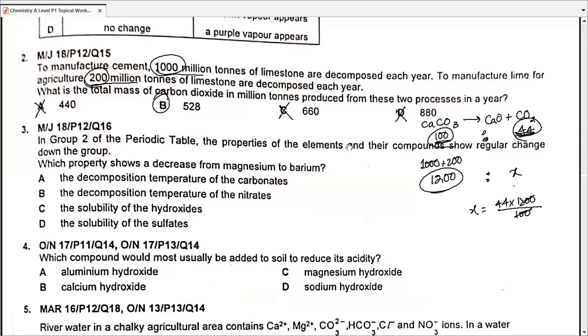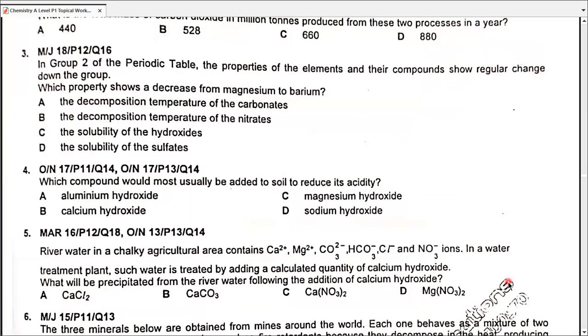Good, good. Number 3. In group 2 of the periodic table, properties of elements and their compounds show regular change down the group. Which property shows a decrease from magnesium to barium? The decomposition temperature of the carbonates, the decomposition temperature of the nitrates, the solubility of hydroxides, the solubility of sulfates. Solubility of sulfates decreases. D.